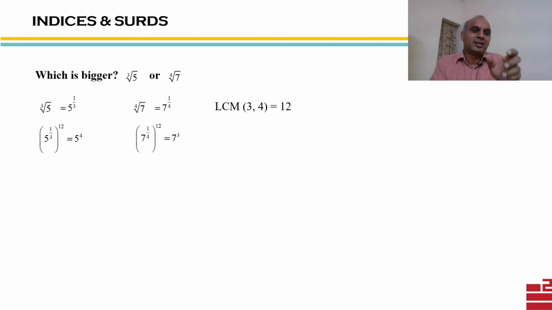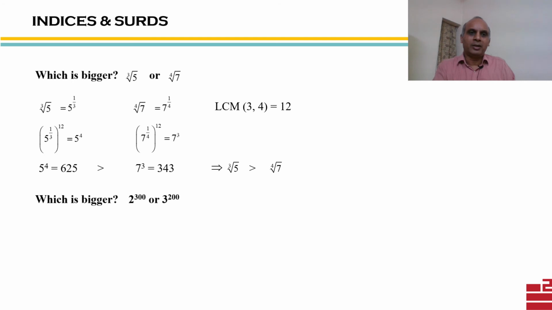Now we feel this is much easier to handle, much easier to calculate. And the values of these powers are like this: 625 over there and 343 over there. And now what? We know that 625 obviously is more than 343. That means our first term is more than the second term. So cube root of 5 is more than fourth root of 7.